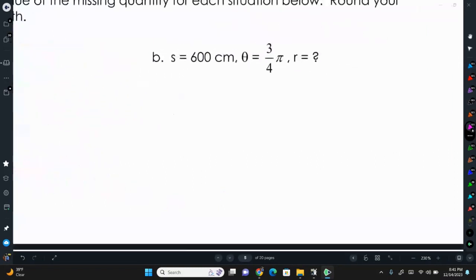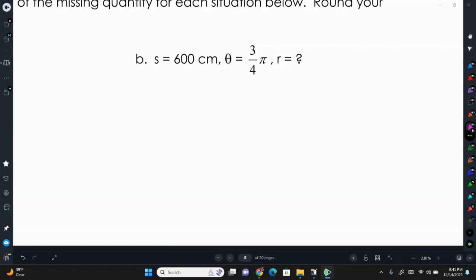Right, then letter B, we have that S, the arc length is 600, our angle is 3 pi over 4. We need to find the radius. So this one is a little bit more complicated. So we have the angle, 3 pi over 4 equals 600 over R. So we have to get R by itself. So we can multiply both sides by R.